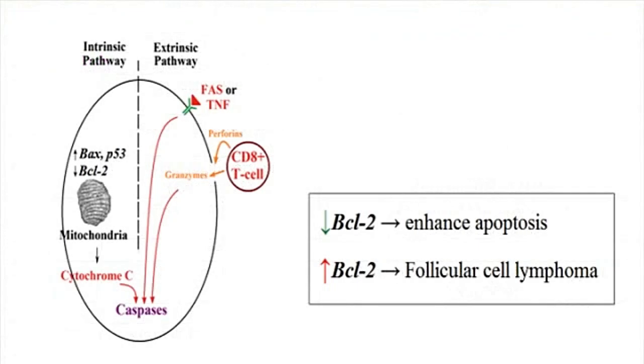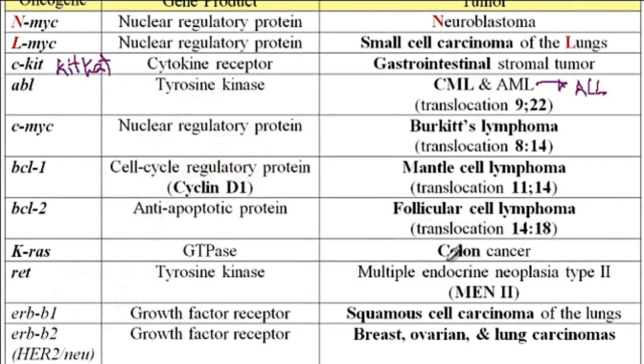And so you may recall that BCL2 was one of the anti-apoptotic proteins. So if the expression of BCL2 as an oncogene is increased, then it would lead to the development of the follicular lymphoma. Next oncogene is KRAS, which causes colon cancer, and I'm not going to go into too much detail for now. I will review that later with you.